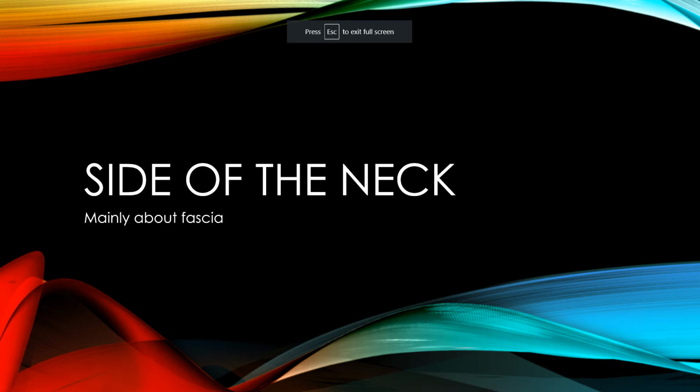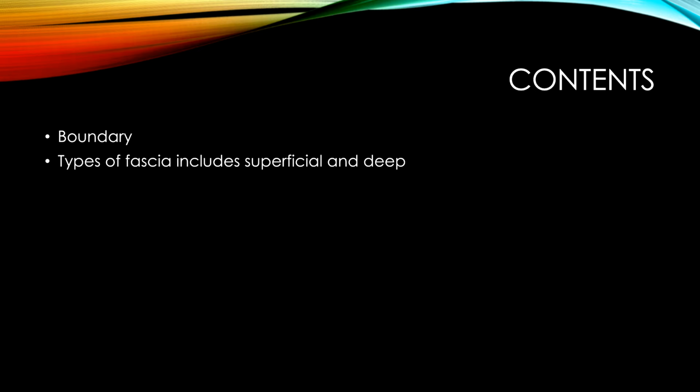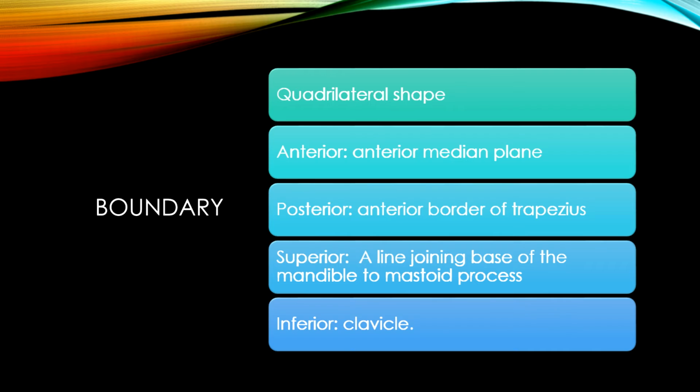Hello friends, now we are going to see about the side of the neck, mainly fascia. So it comprises of boundary and type of fascia, which includes skin, superficial and deep fascia. There are a lot of types of deep fascia, so we see about all the types of deep fascia in this video. First of all, we have to know about the boundary.